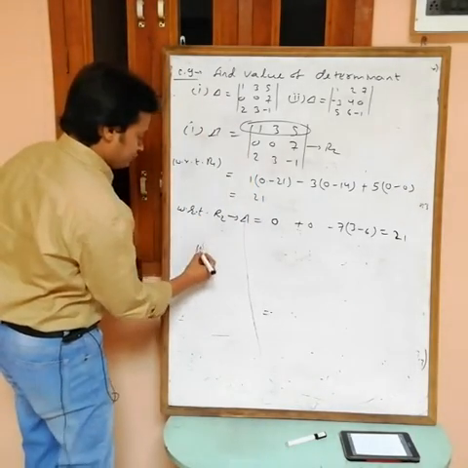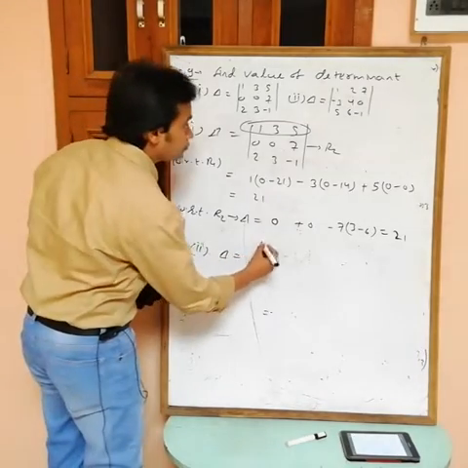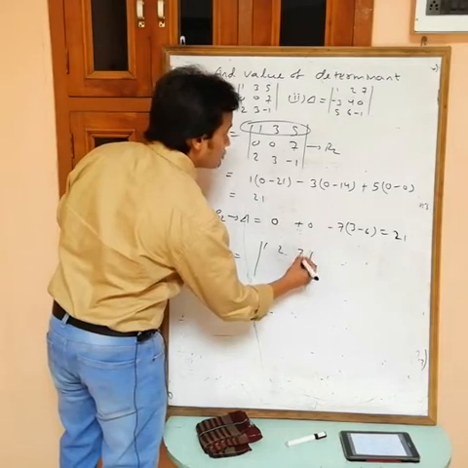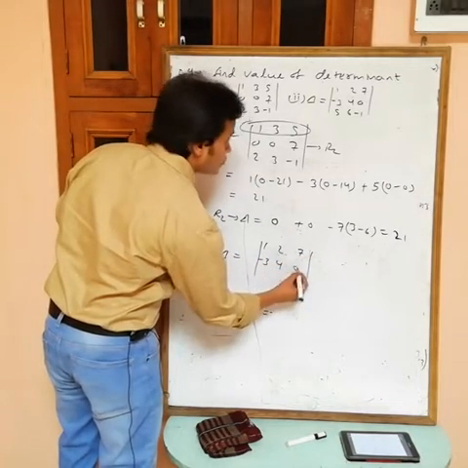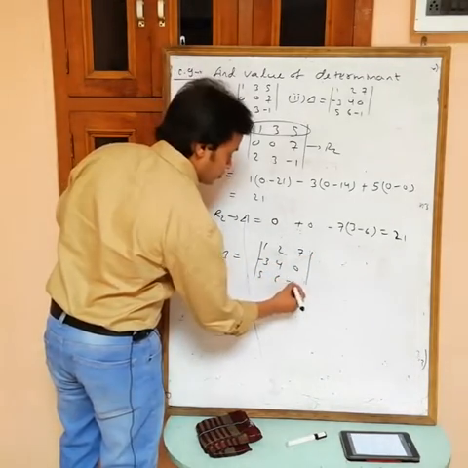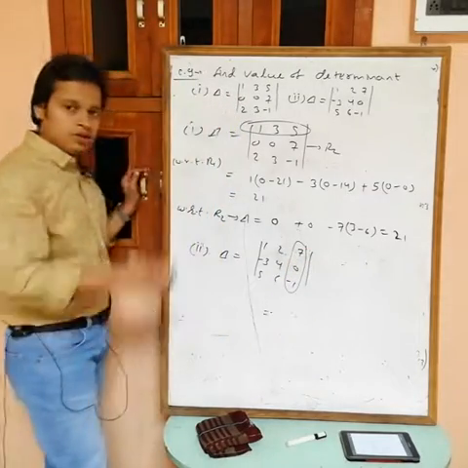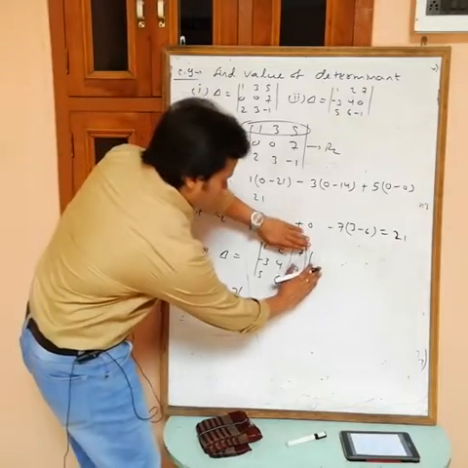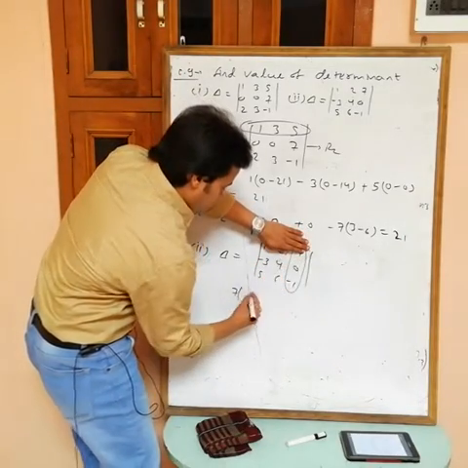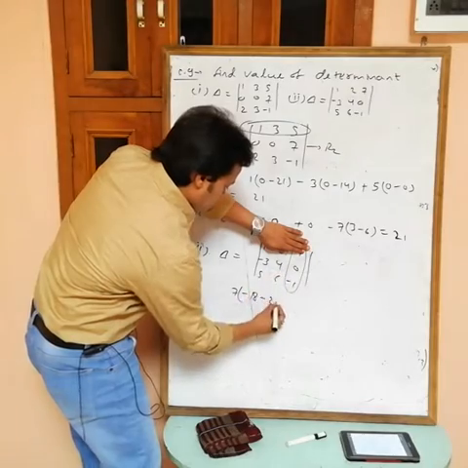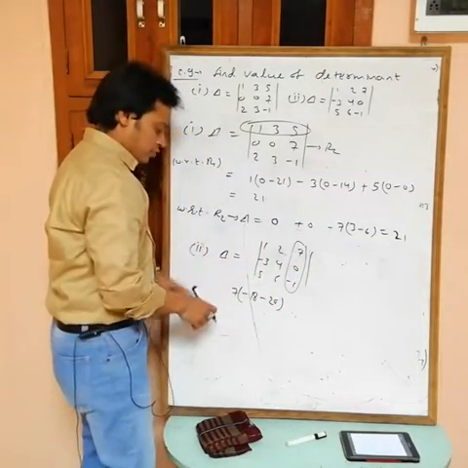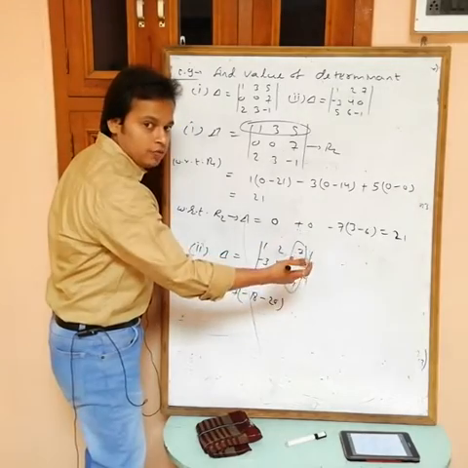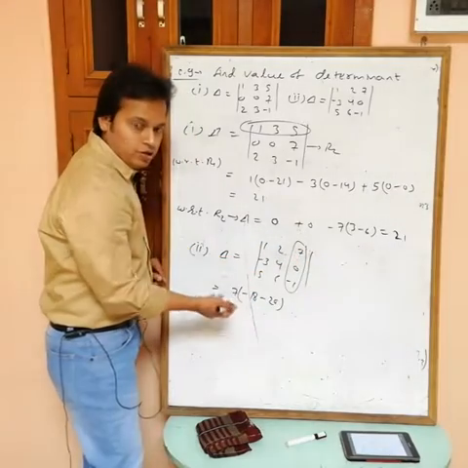Now try the second one. You can use any one row or any one column: 1 2 7, minus 3 4 0, 5 6 minus 1. Suppose I am using C3, the third column. Then 7 is multiplied with its minor; hide the corresponding row and column, and you will get minus 18 and minus 20. Then after that 0. Now first decide the sign. This is a13, 1 and 3 is 4, even, so plus sign.